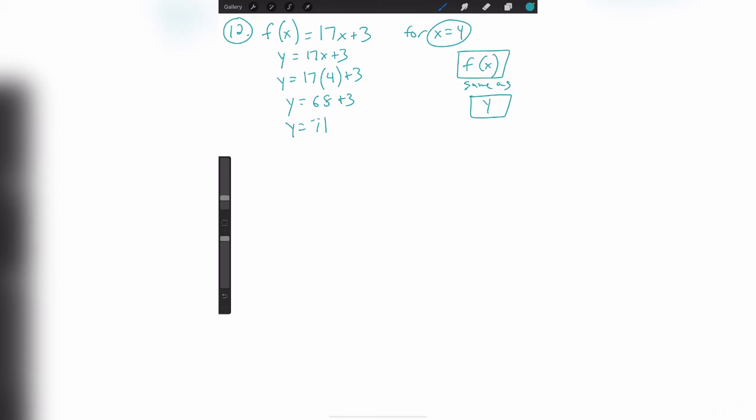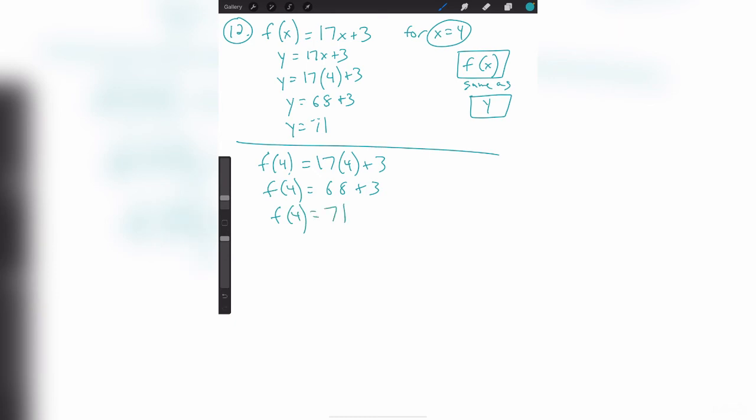Well, you're going to do the same exact thing for f of x. So what you would do is you would say f of, and x is 4, right? So f of 4 is equal to 17 times 4 plus 3. You'd say f of 4 is equal to 17 times 4, which is 68, plus 3. And then in the end, you get f of 4 is equal to 71.